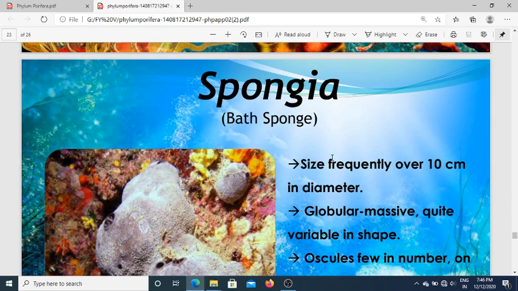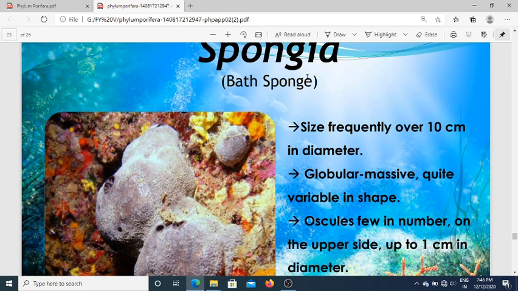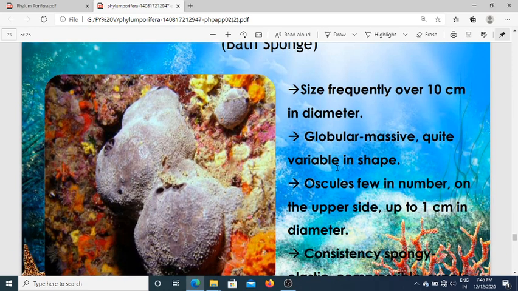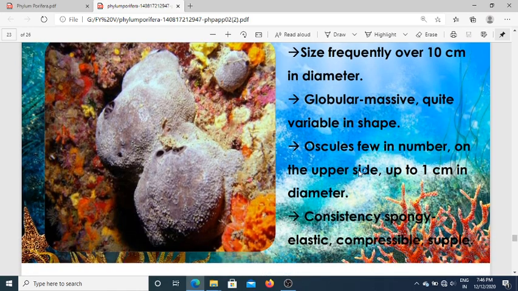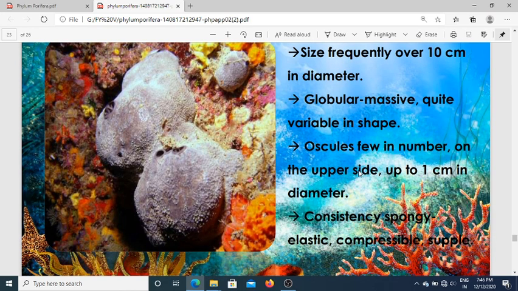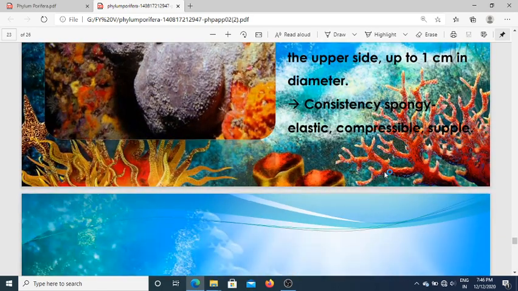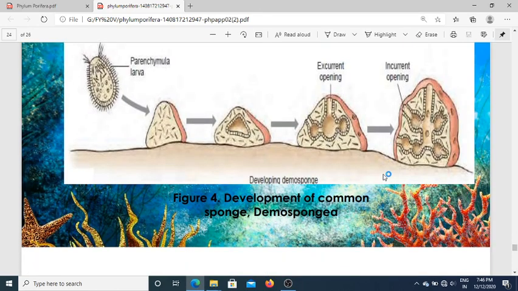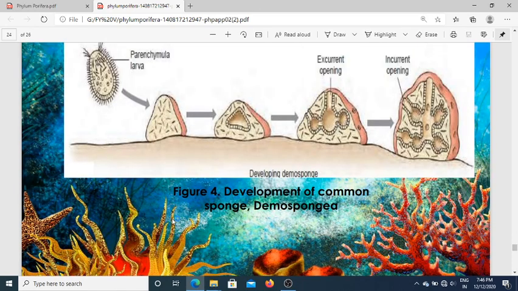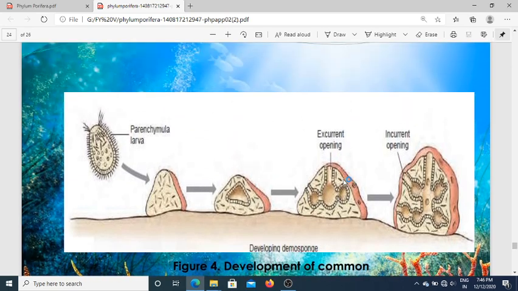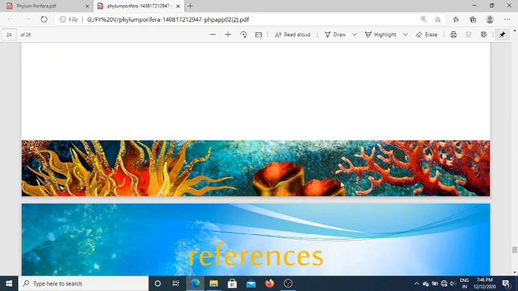The next example is Spongia. It is also called the bath sponge. Size is frequently over 10 cm in diameter. Globular, massive, quite variable in shape. Oscula are few in number on the upper side, up to 1 cm in diameter. Consistency is spongy, elastic, compressible, supple. These are the details of the common sponges or Demospongiae. Thank you.